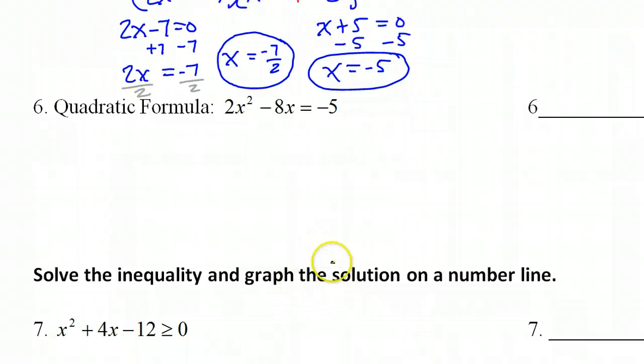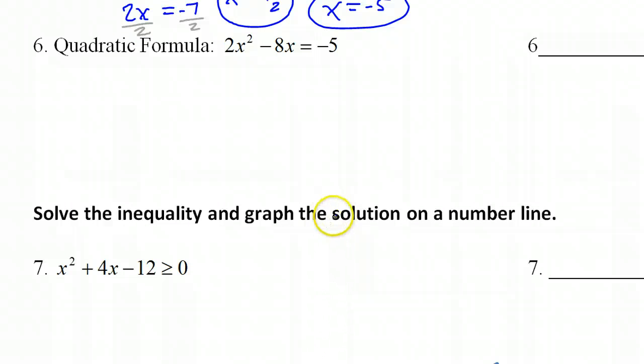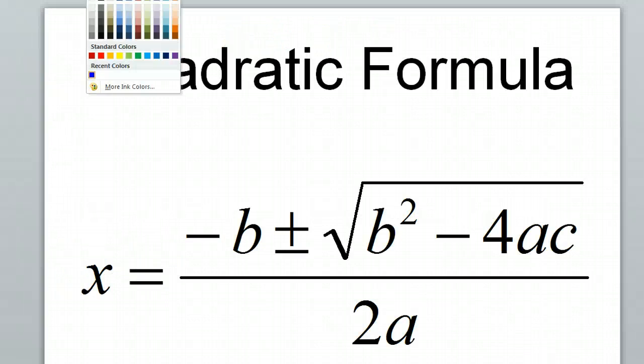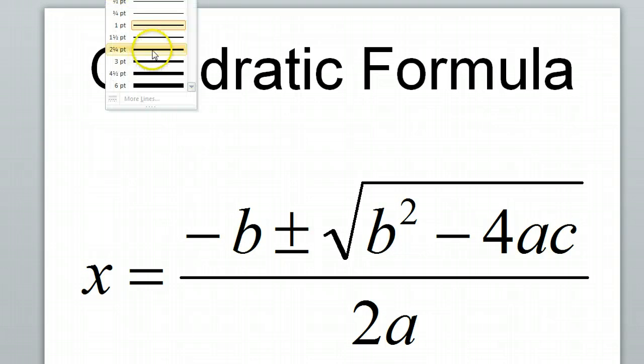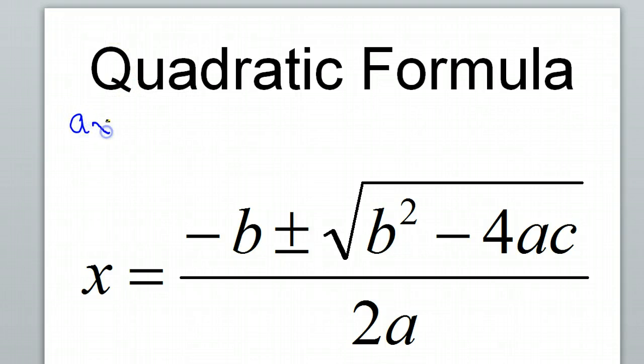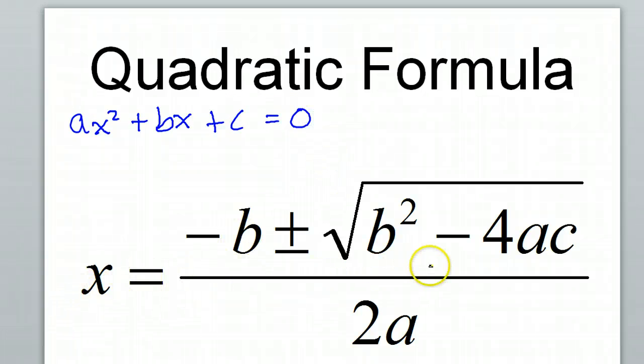Now, number 6, we're supposed to factor using the quadratic formula. Alright, let us remember that the quadratic formula says if we have an equation that's in the form ax squared plus bx plus c equals 0, then we could find the solution by doing this: opposite of b plus or minus square root b squared minus 4ac all over 2a.